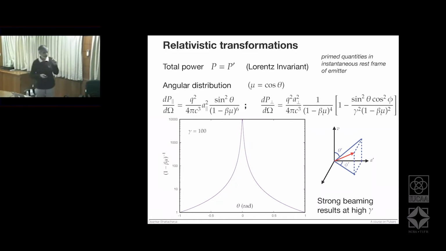So when you're trying to look at the actual observed power from the particle, you will have to take care of the Lorentz transformations. And these are two special cases mentioned here, but in general there will be a combination of acceleration parallel to the velocity and acceleration perpendicular to the velocity.